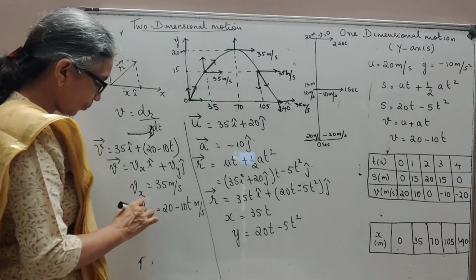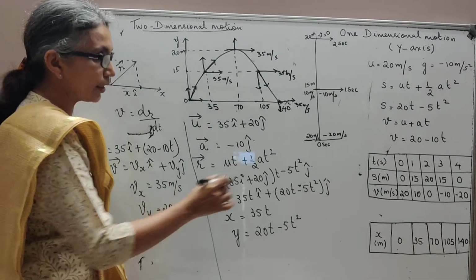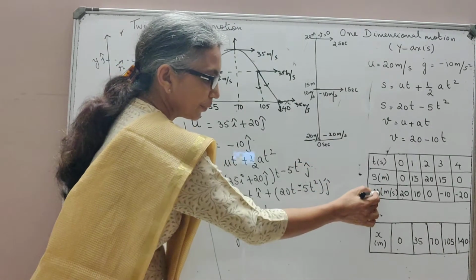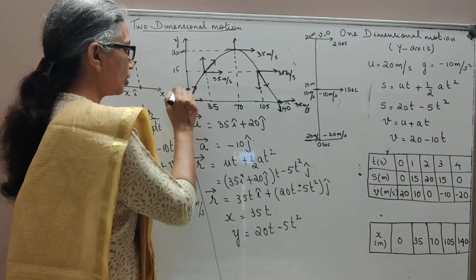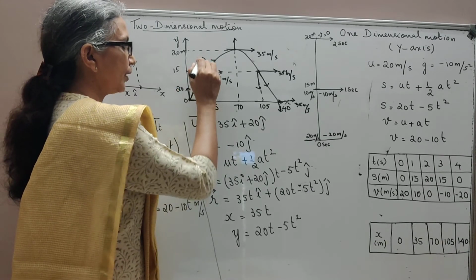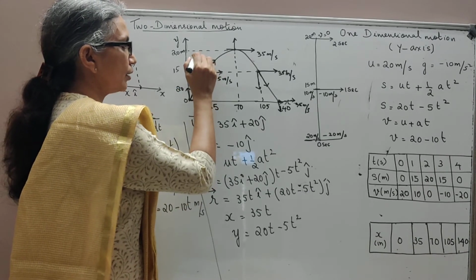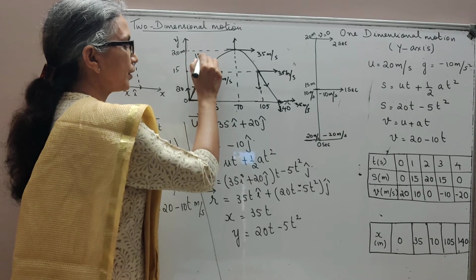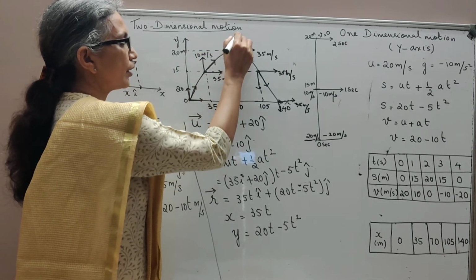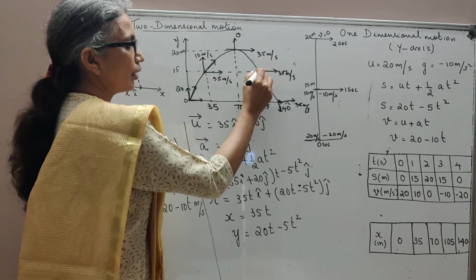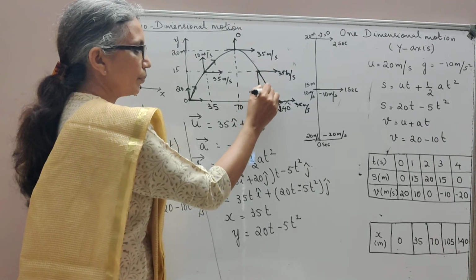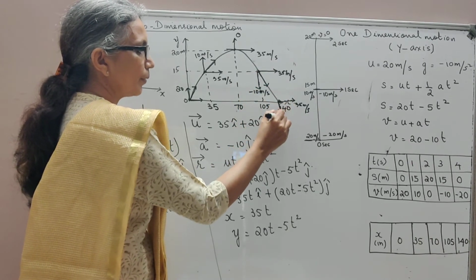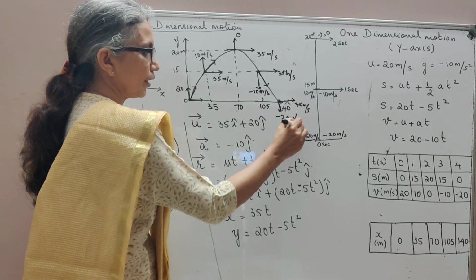But if you look at the y component, Vy equal to 20 minus 10t, that is this equation. That means the values will be like this. So this will be initially 20 meter per second. By the time it reaches 1 second, it will be 10 meter per second. At 2 seconds, it will reduce to 0. Here, because your velocity is in the downward direction, it will be 10 minus 10 meter per second. And here it will be minus 20 meter per second.